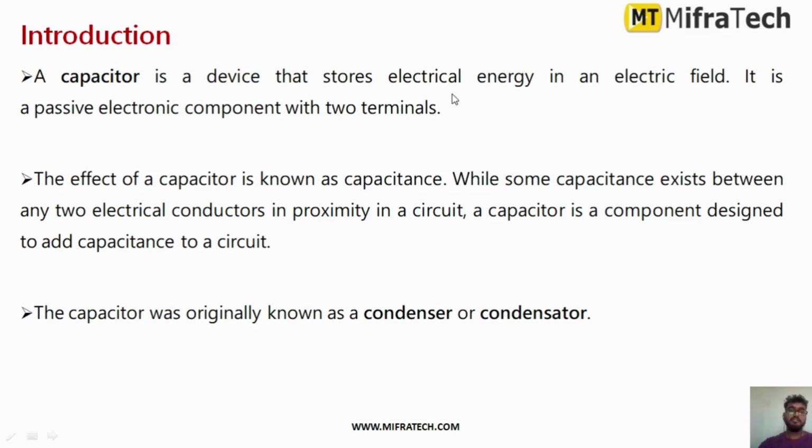So a capacitor is a device that stores electrical energy in an electric field. It is a passive device. It has two terminals mainly. The effect of a capacitor is known as capacitance. While some capacitance exists between any two electrical conductors in proximity in a circuit, the capacitor is a component which is mainly designed in order to add capacitance to a circuit. Mainly we use these capacitors in electronic circuits and electrical circuits. Capacitors were originally known as a condenser or condensator.